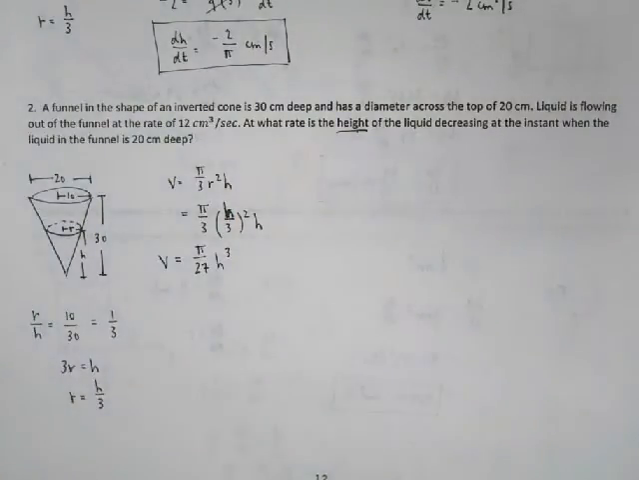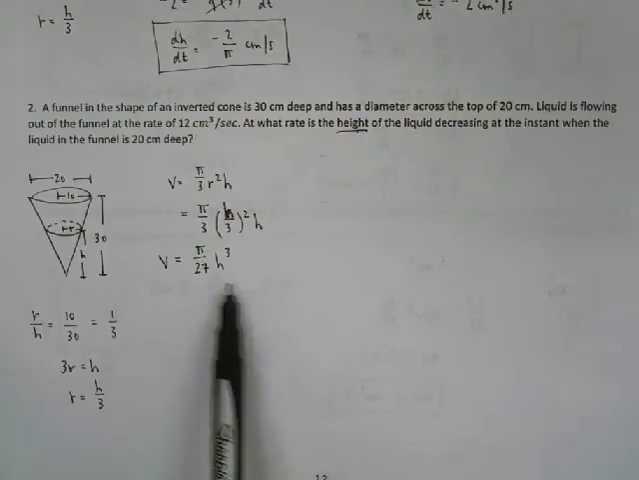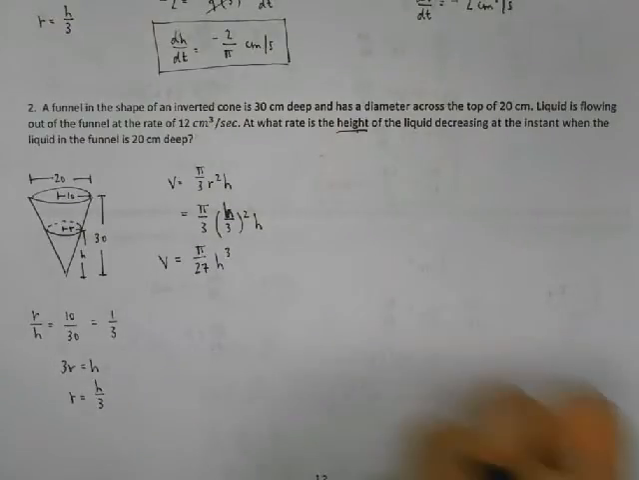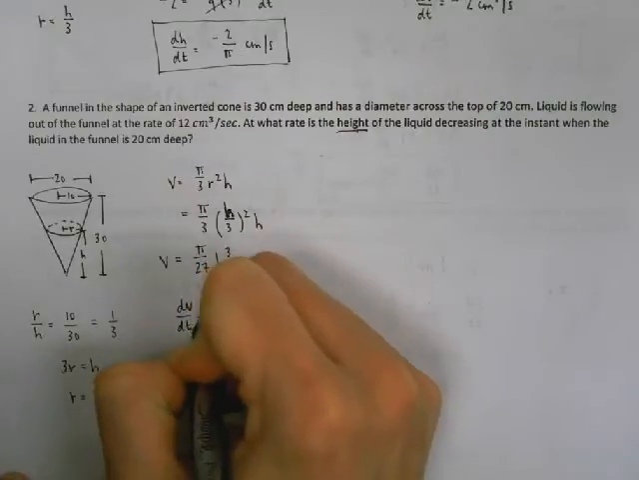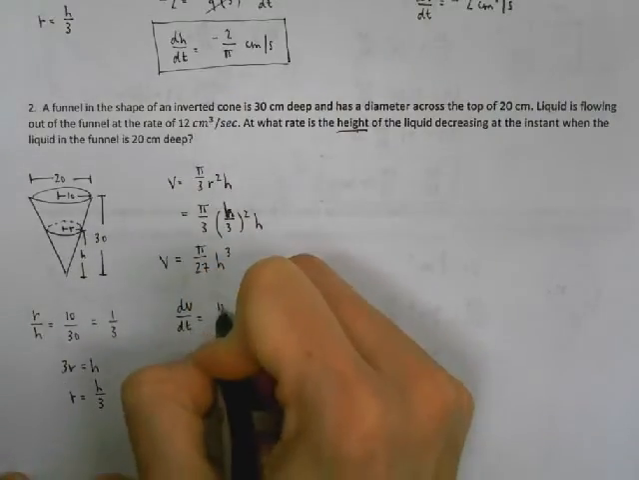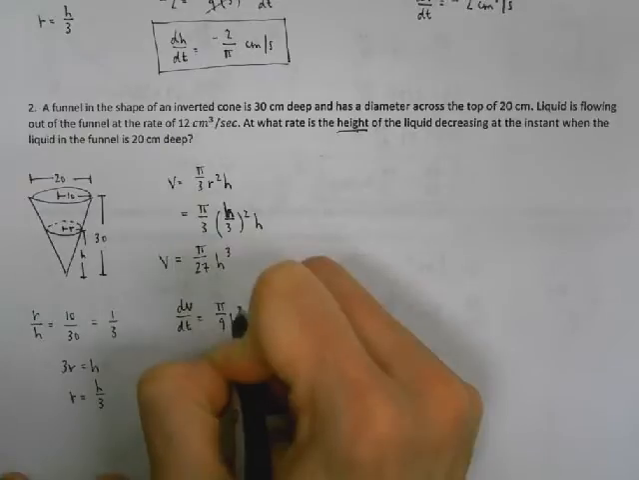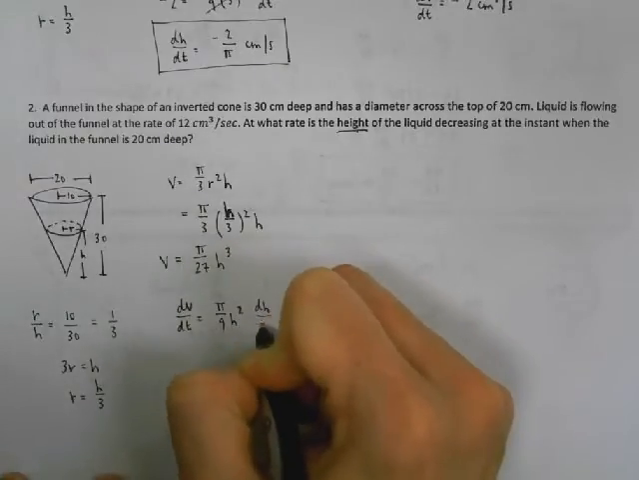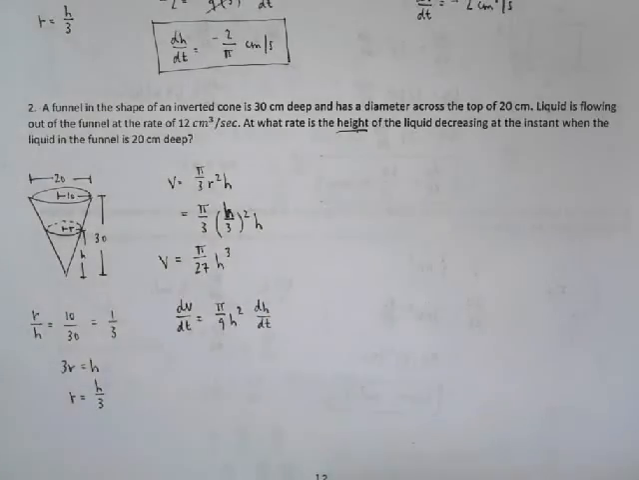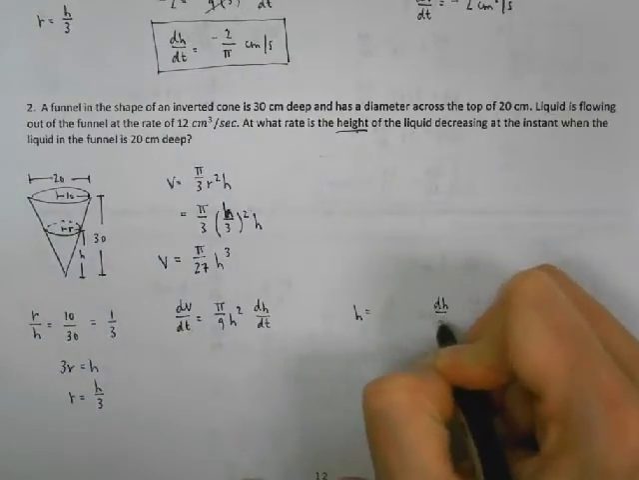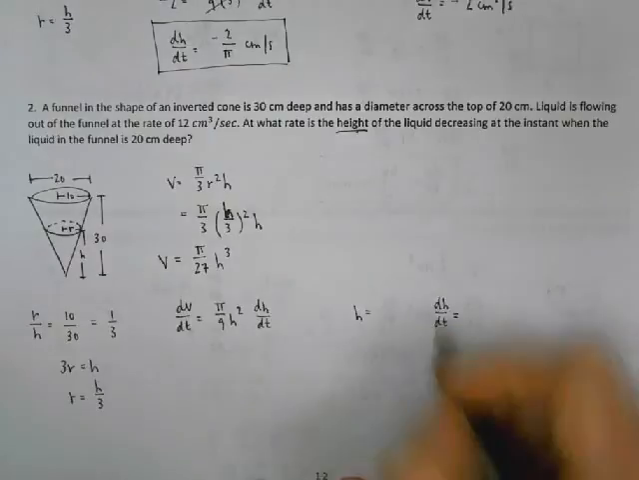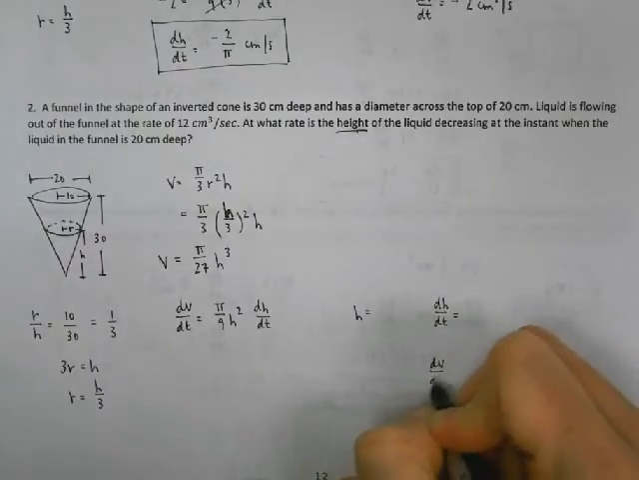So again, now we have a formula just in terms of h, so we're going to go ahead and do our normal steps. We're going to differentiate with respect to t. So that'll give us pi over 9 h squared dh/dt. So we need to figure out h, dh/dt, and our dV/dt.